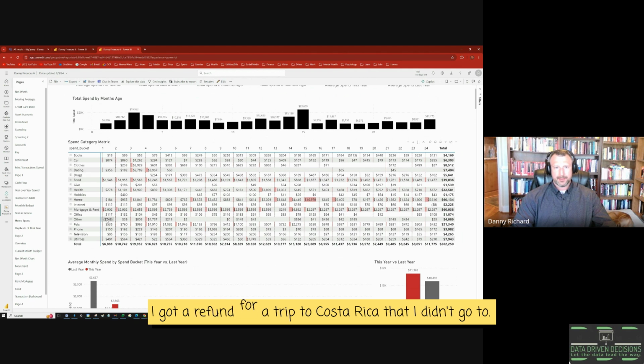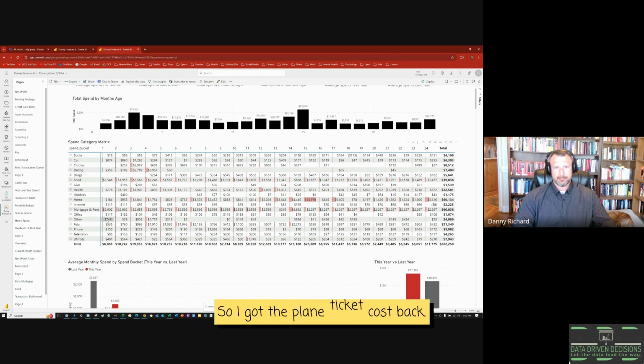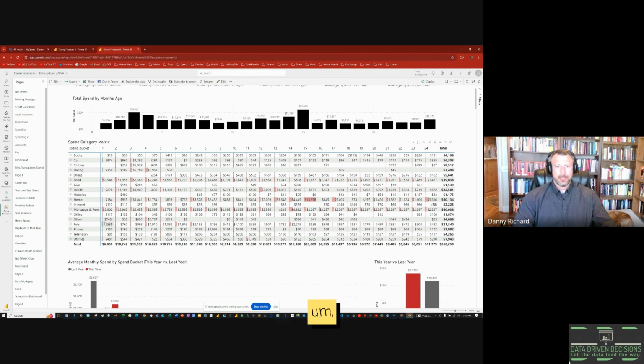I got a refund for a trip to Costa Rica that I didn't go to, so I got the plane ticket cost back. That's a big reason why it's such a low number. I'm being given $748. So without that, it's actually at 7,500. So that's nice.